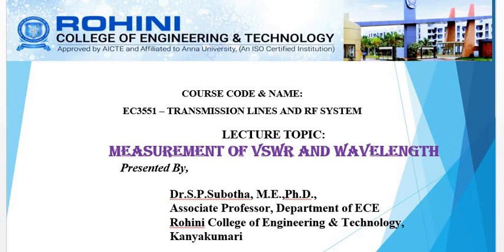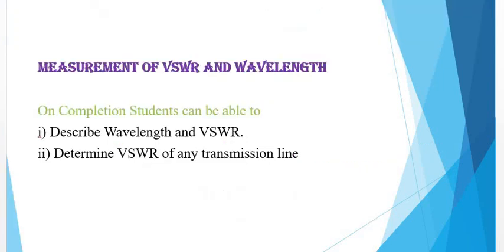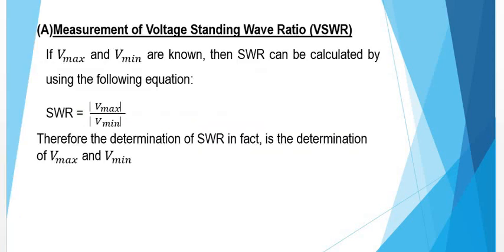Dear students, now we are going to see the subject transmission lines and RF system. Under that, the topic is measurement of VSWR and wavelength. On completion of this topic, the students will be able to describe the wavelength and VSWR, and determine the VSWR of any transmission line.